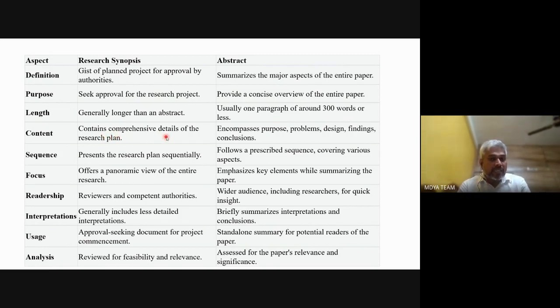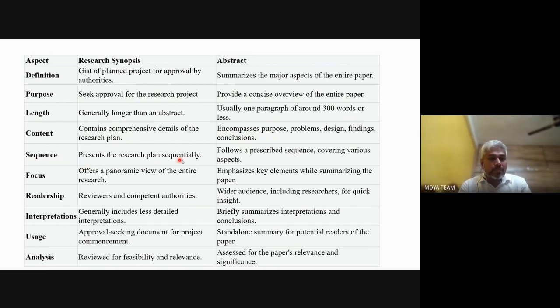It contains comprehensive detail of the research plan, right? So a synopsis is your research thesis in short form. From that synopsis you will expand it and convert it into a thesis. And an abstract encompasses purpose, problem, design, findings, and conclusions. Here you will increase your writing, and here you will decrease, meaning you will summarize it.